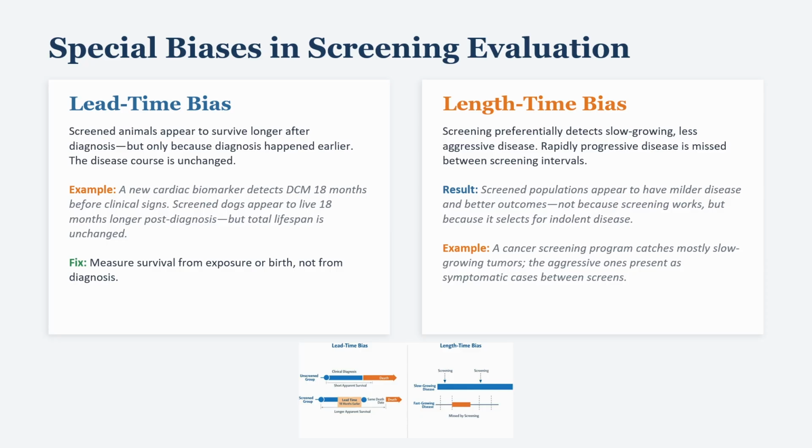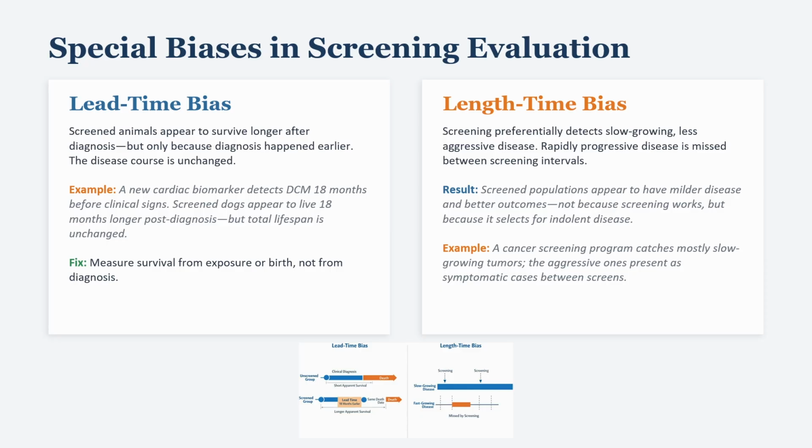Imagine a disease that kills an animal 3 years after it starts. Without screening, the animal is diagnosed at 2 years into disease, when clinical signs appear, and lives one more year. With a new screening test, the disease is detected at 6 months before clinical signs, and the animal lives 2.5 more years after diagnosis. It looks like the animal survived 1.5 years longer because of screening, but the animal still died at 3 years into disease, exactly the same time.